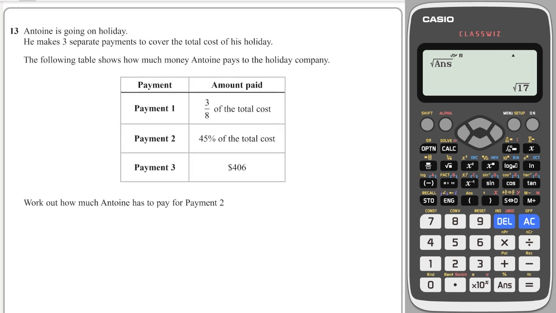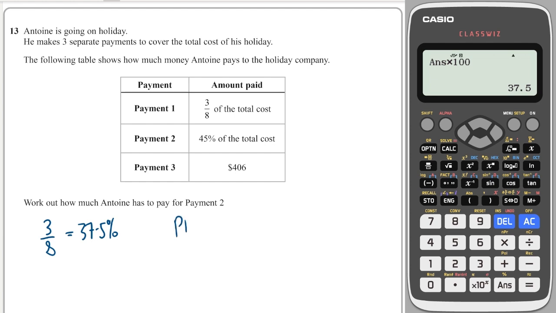Okay, question 13. Anton is going on holiday. He makes 3 separate payments. Okay, 1, 2, and 3. Work out how much he has to pay for payment 2. Well, we need to convert these so that they are in the same form. So I'm going to take 3/8 and write that as a percentage. I can go to my calculator and write 3/8, press equals, and then S to D, and that will give me the decimal. If I times it by 100, that will give me the percentage. S to D again, so that's 37.5%.